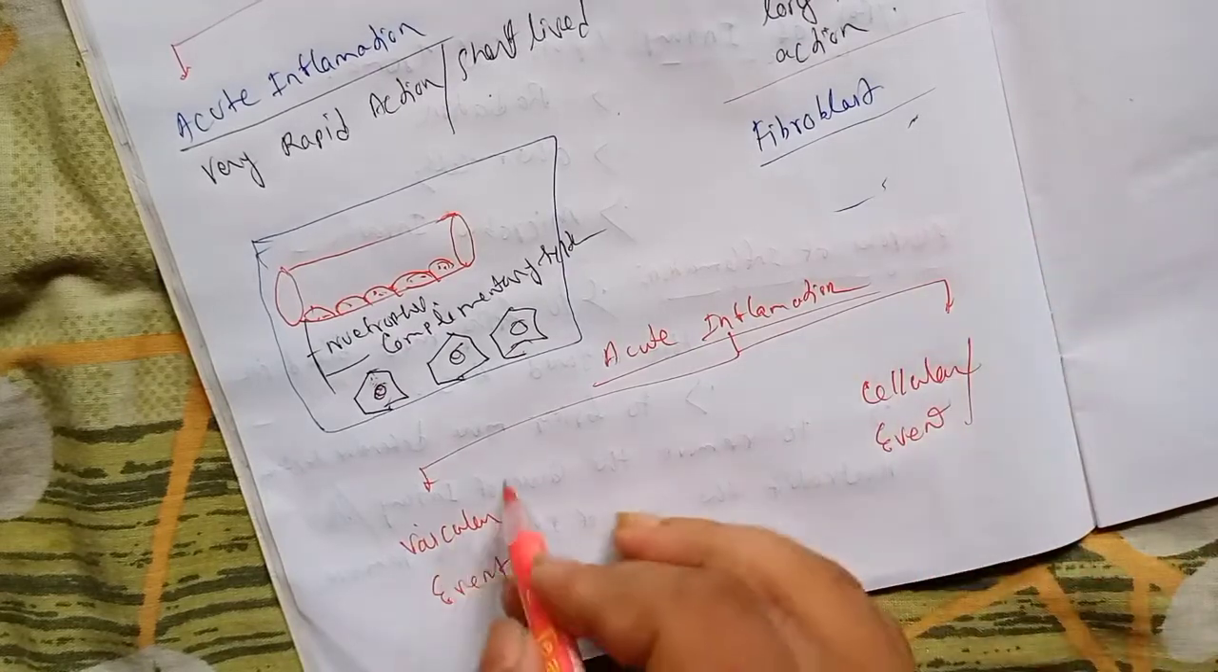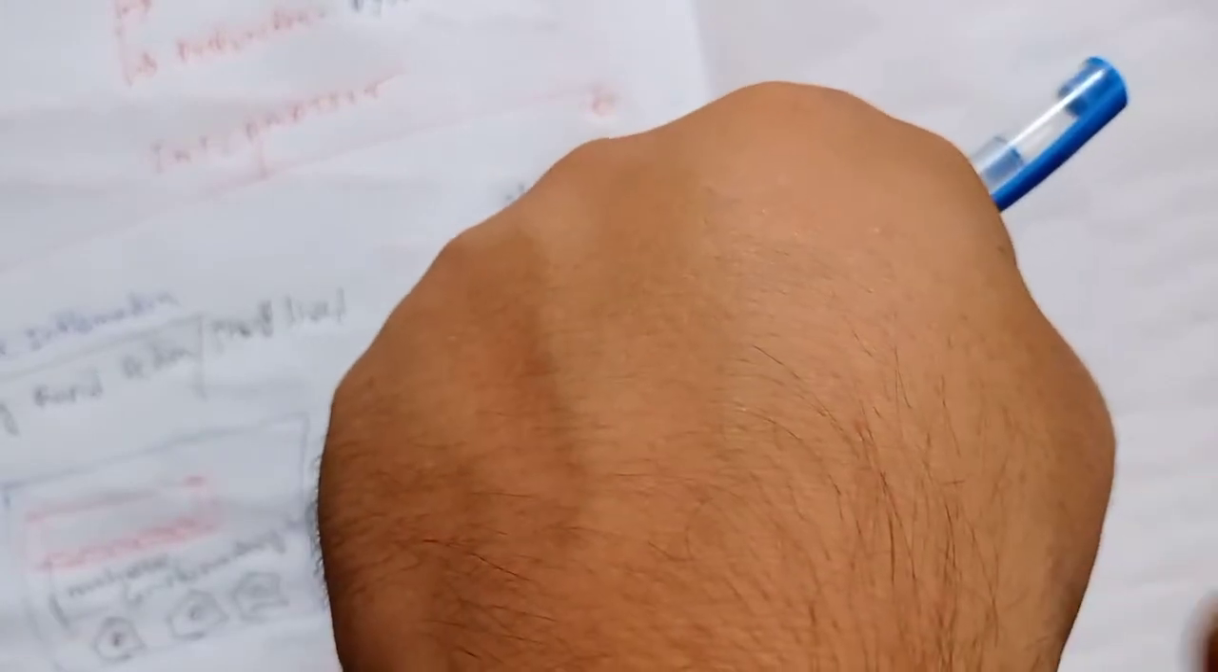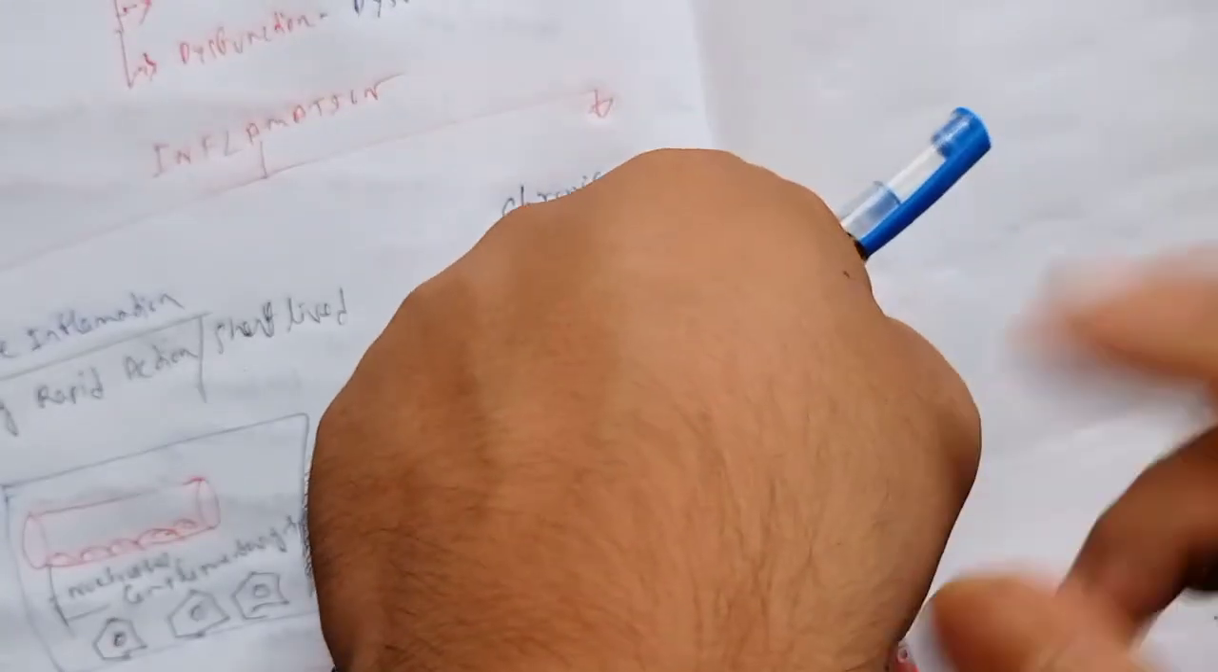And now we'll focus on the vascular event. To understand the vascular event, suppose in this person I got injured. Now the tissue of this portion, I'm taking a small piece of the tissue. I'm focusing here broadly. Now the tissue. Now I see it clearly.